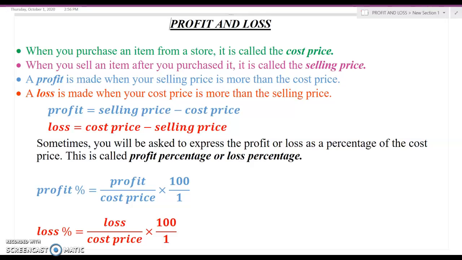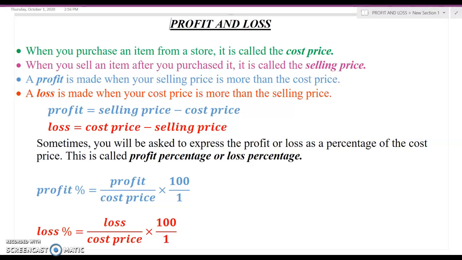And then in blue right after, we have what is profit. A profit is made when your selling price is more than the cost price. So again, if you purchase something, let's say a cell phone, and let's say you pay $500 for the cell phone, and you decide you want to sell this cell phone now, for, let's say, $800. So you bought it for $500, now you are selling it for $800, right? You're going to make a profit because your selling price is more than your cost price. Your selling price is more than the amount you actually paid for it, right?